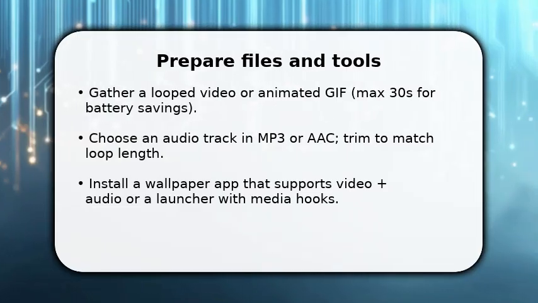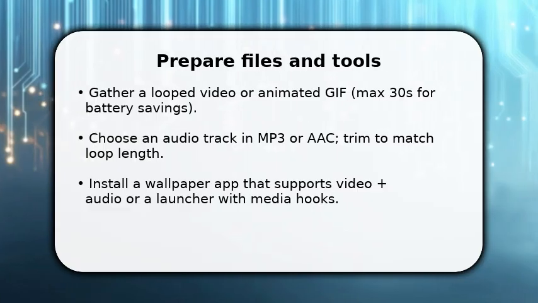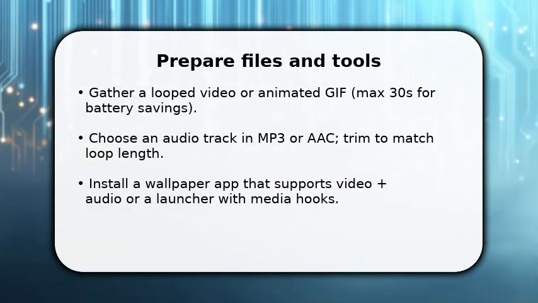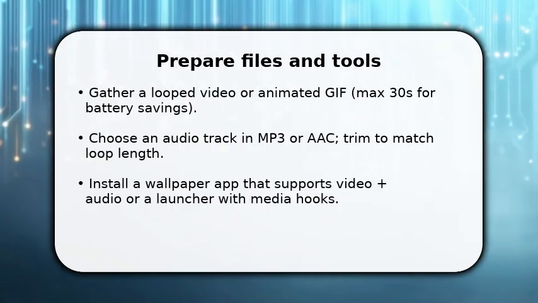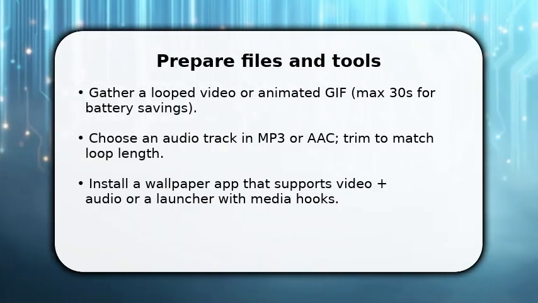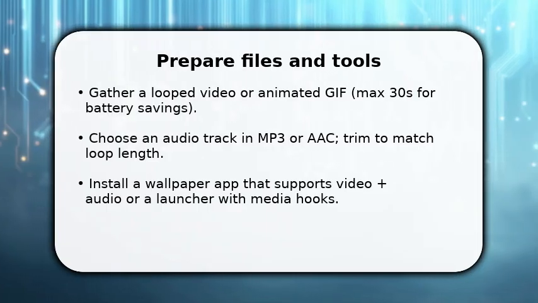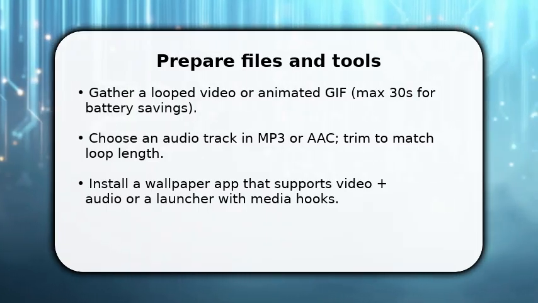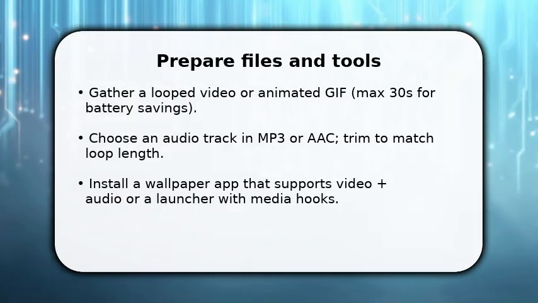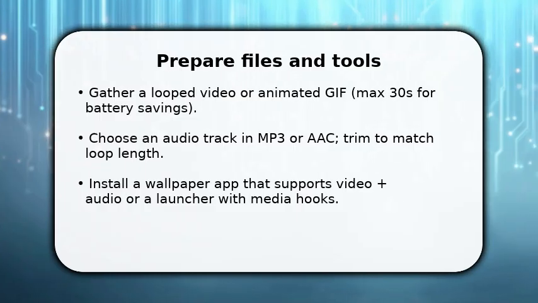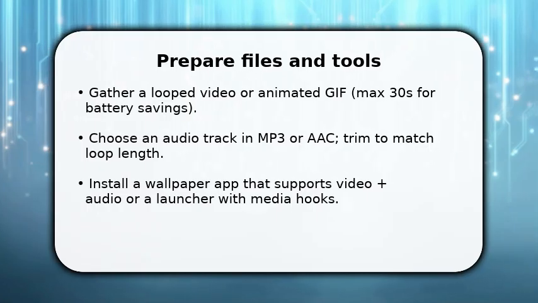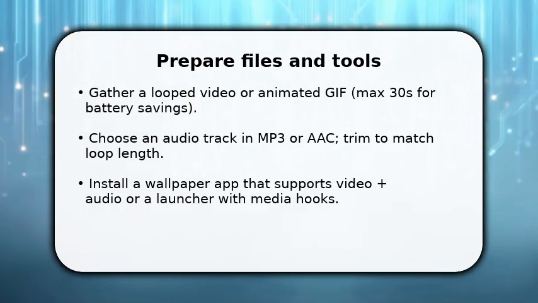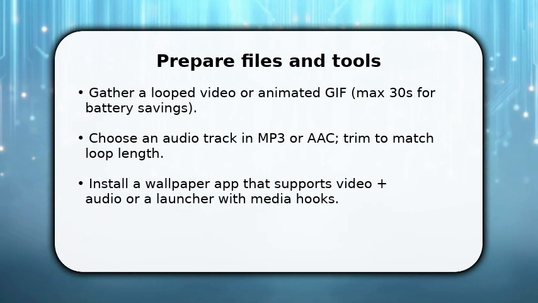You start by collecting the assets and tools you need now. Pick a short looped video or high-frame GIF and trim audio to the same length so it syncs. Once done, install a wallpaper app or launcher that explicitly supports video backgrounds and audio playback. This avoids hacks. Make sure you allow file and media permissions when prompted, and move your files into an easier-to-find folder. Doing this upfront prevents interruptions later when you combine visuals and sound.